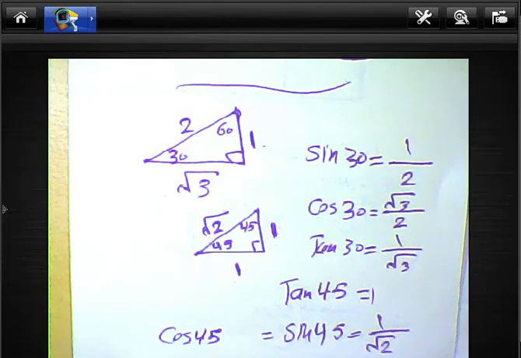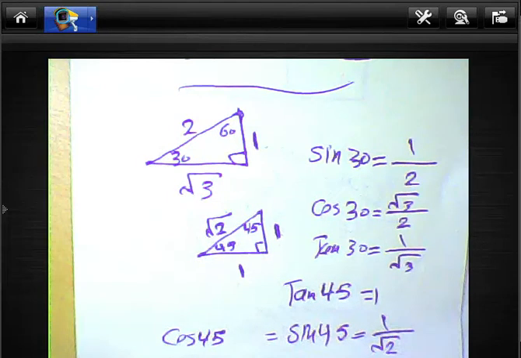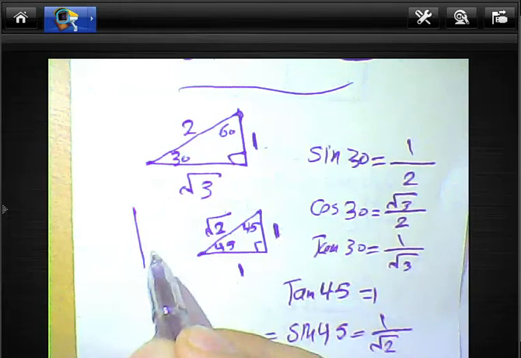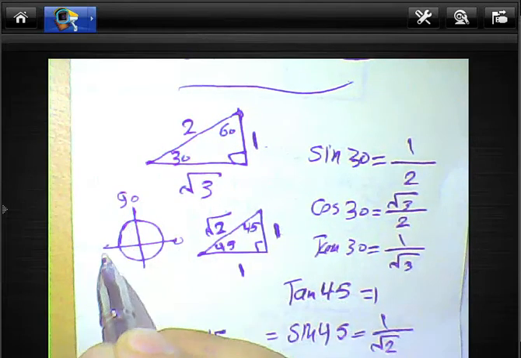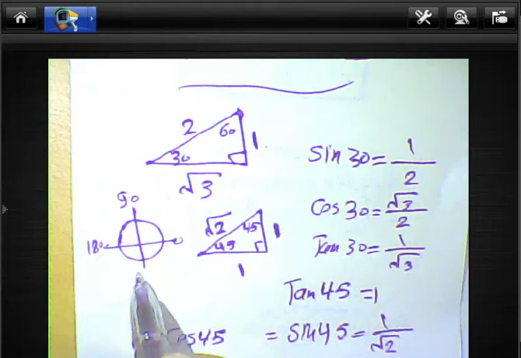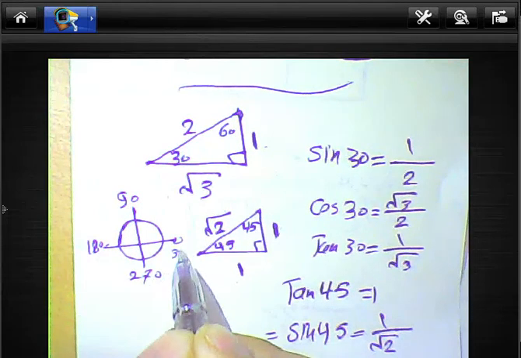We must keep in mind all these properties about the triangles and about the unit circle. We must know 0 and 90, and we have here 180, 270, 360.